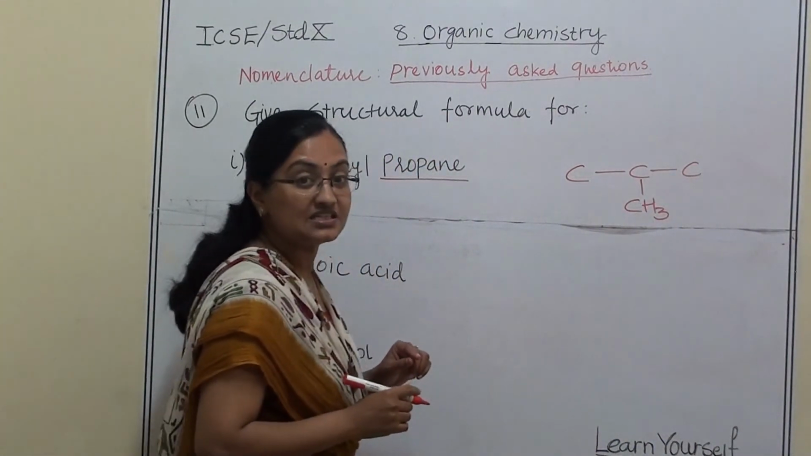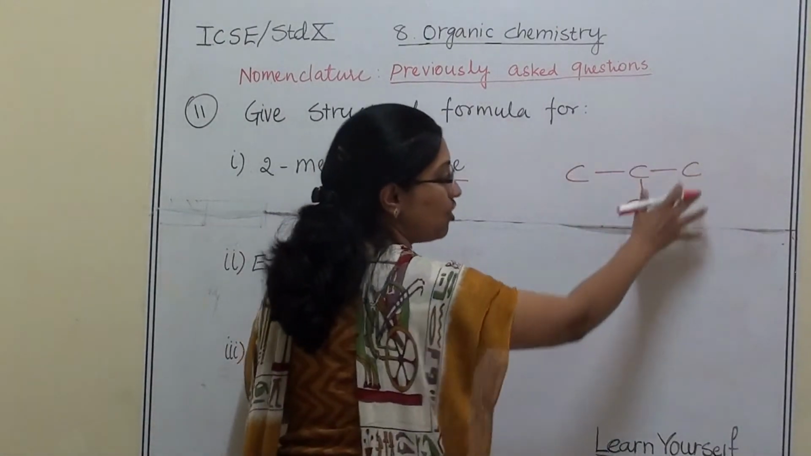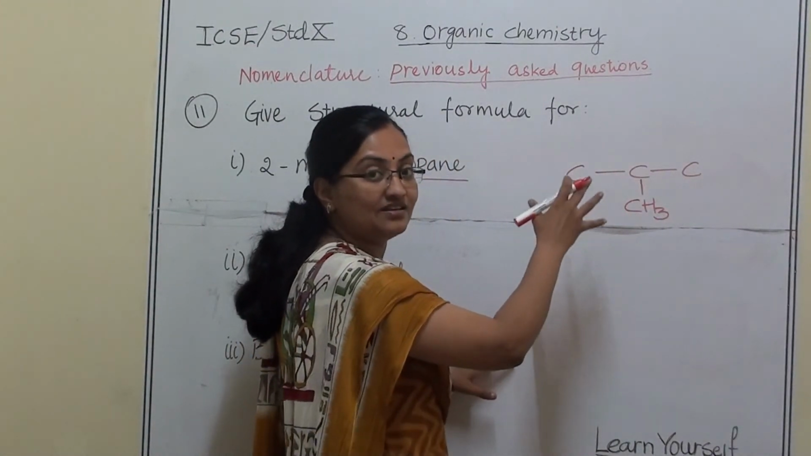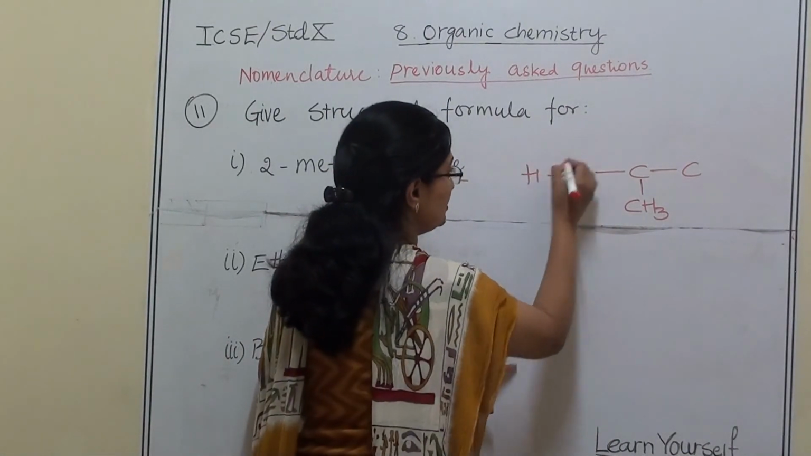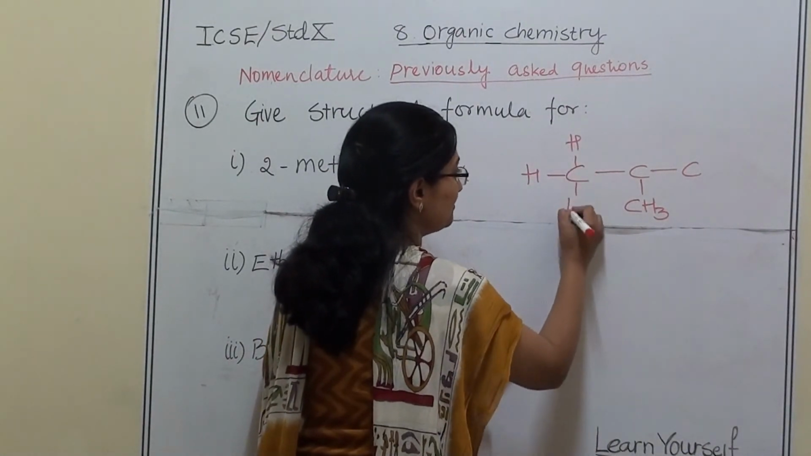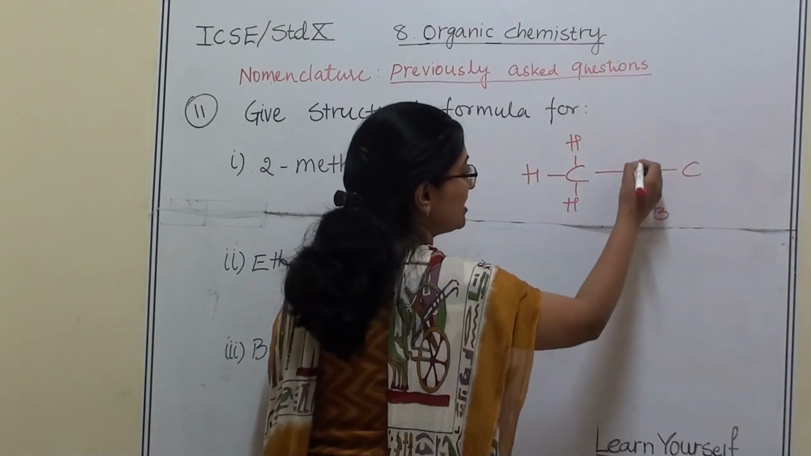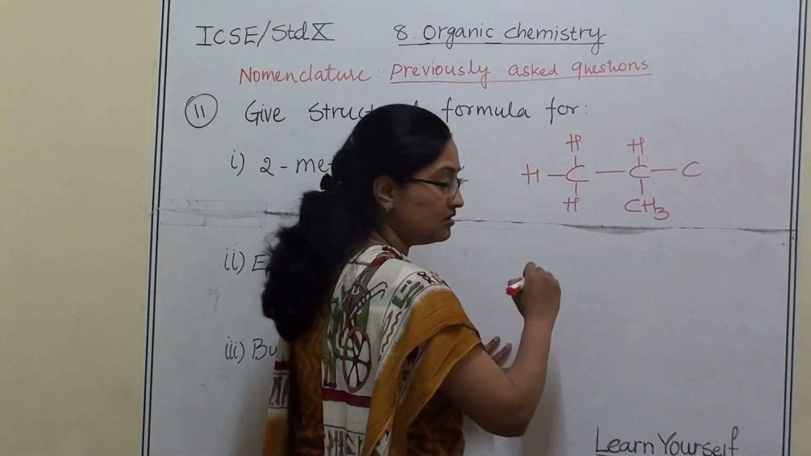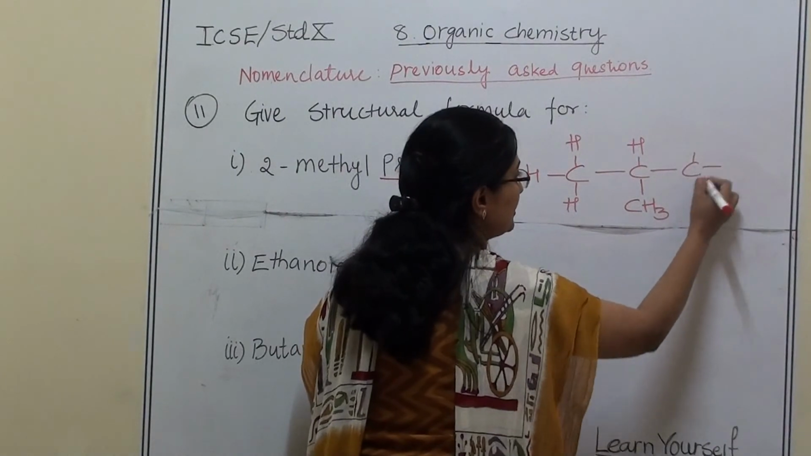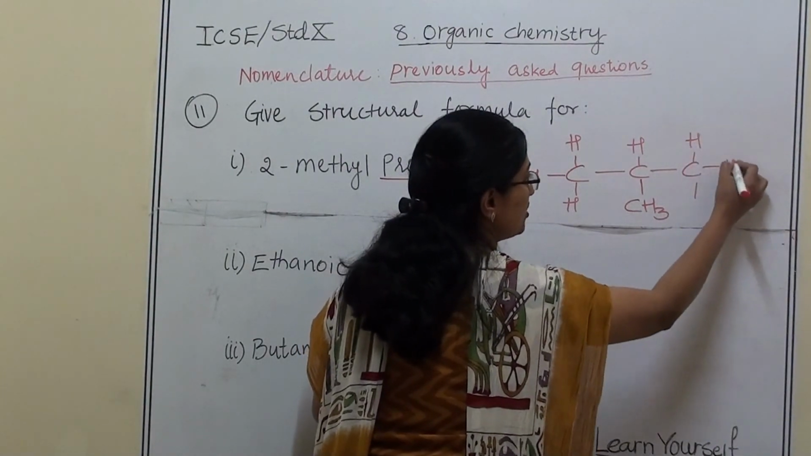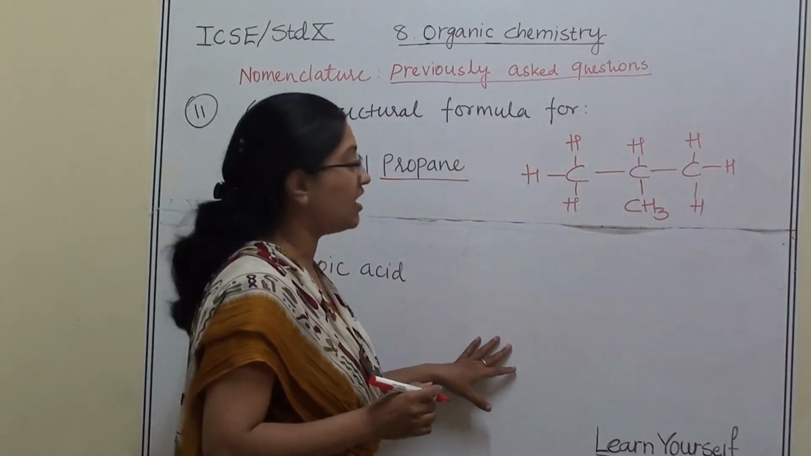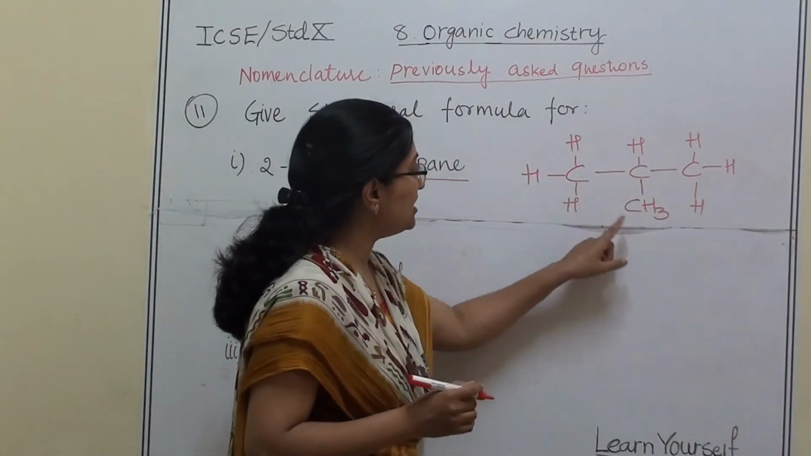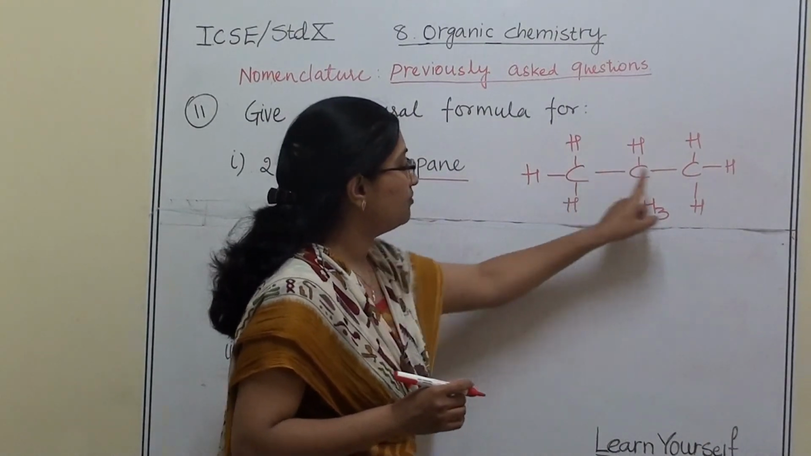Methyl group is CH3. Now all the remaining valency we fill up with hydrogen. So there will be 3 hydrogen here. Here 3 bonds are already there, so 1 H will come here, and here again 3 more H will come to satisfy the 4 covalent bonds of carbon. So this is going to be 2-methyl propane.